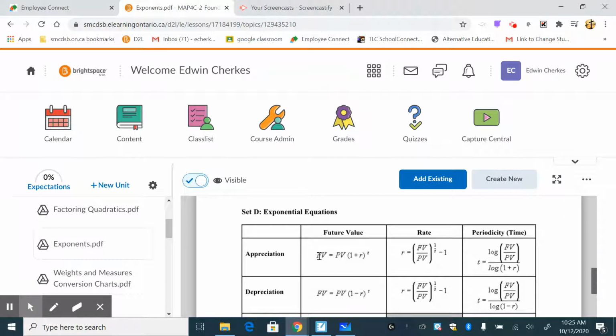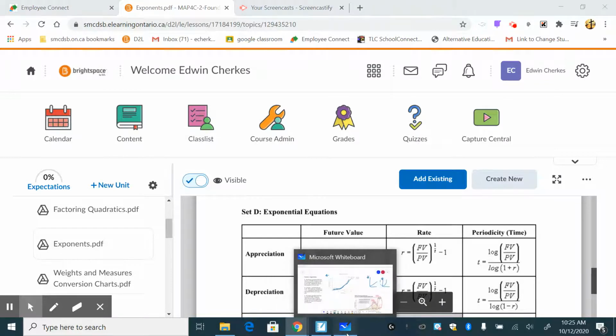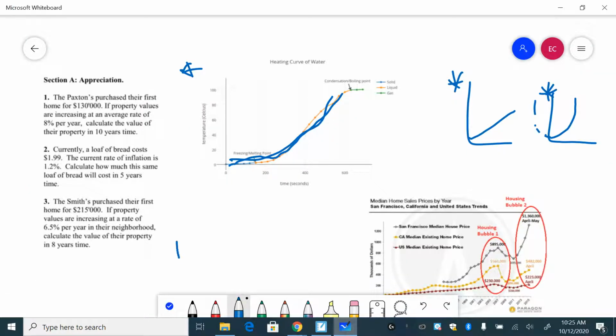So you'll see FV for future value, PV is present value, 1 plus R. R is your percentage, your rate, changed to a decimal, and then you have an exponent of T for time. So let's copy out that formula. So we've got future value equals present value bracket 1 plus r, close the bracket, exponent of t.